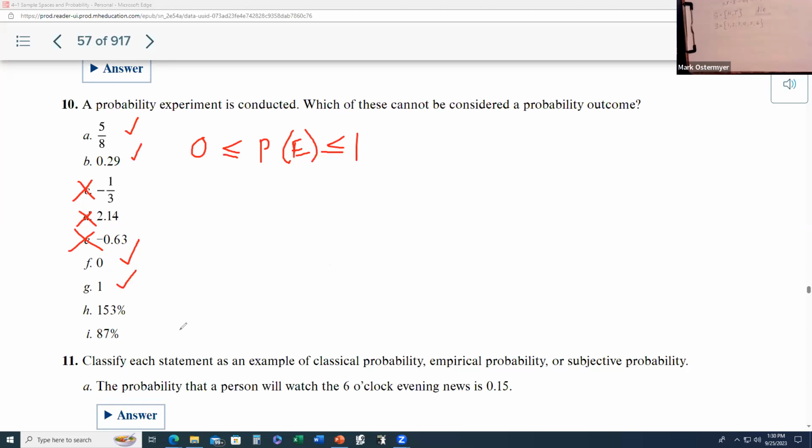Is 153% possible? No. Not in this course, it isn't. If it was 153% chance, as a decimal it is 1.53, but that's not even possible because probabilities cannot exceed 1 or 100%. Not possible. All right. How about 87%? Is that a valid possible probability for an outcome?